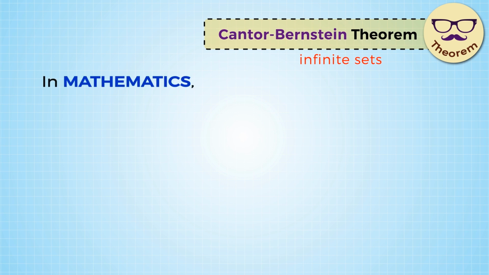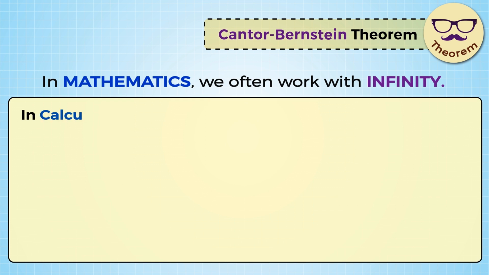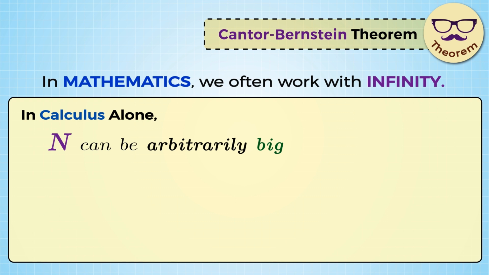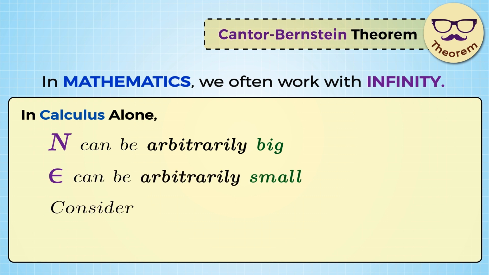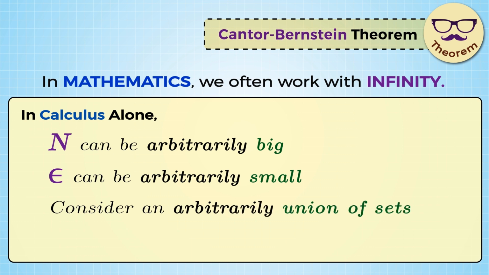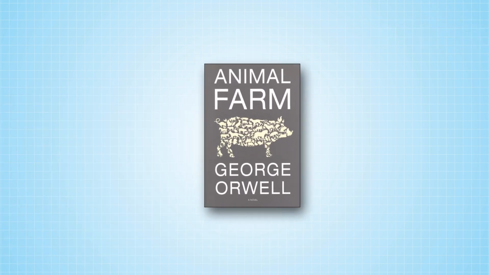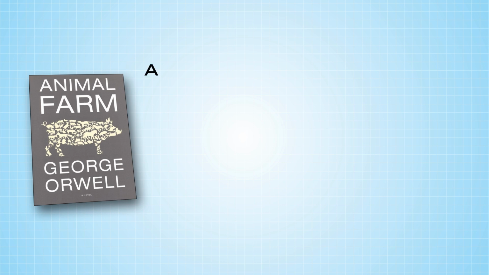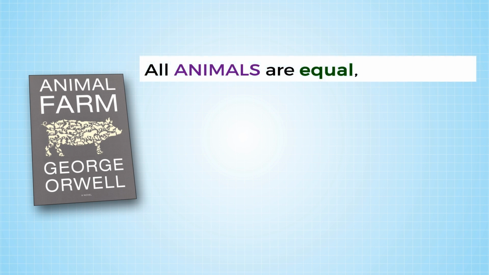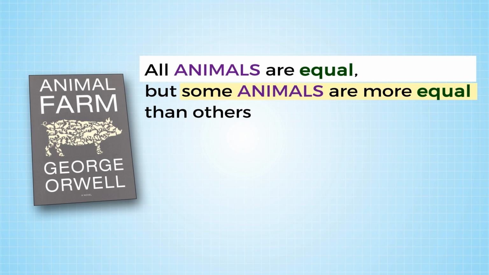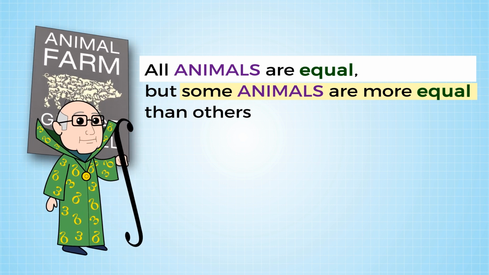In mathematics, we often work with infinity. For example, in calculus alone, we have expressions like n can be arbitrarily big, epsilon can be arbitrarily small, consider an arbitrary union of sets, the sequence gets arbitrarily close to some limit. However, like the novel Animal Farm, infinity is a lot more complicated than it seems.